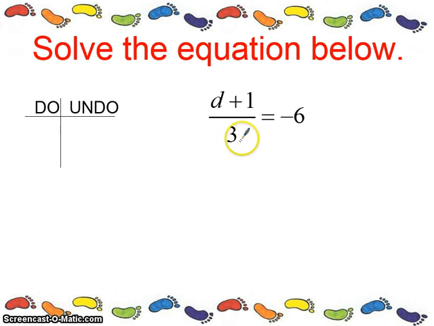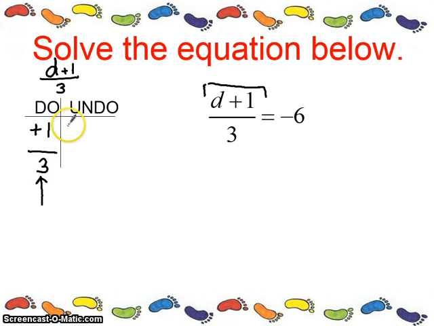Now, this example is different from the previous one because our fraction bar or our division symbol is a grouping symbol since there are two terms in the numerator. So we're going to create our do and undo chart for this expression, d plus 1 divided by 3. If I knew what d was, I would have to add 1 to it and then divide by 3. To undo that, I'm going to go in the reverse order, doing the inverse operations. The opposite of dividing by 3 is to times 3, and the opposite of adding 1 is to subtract 1.